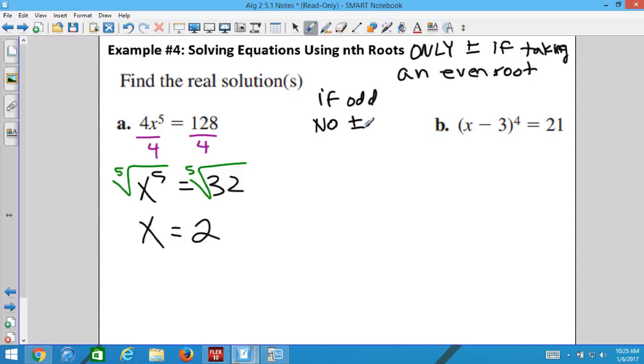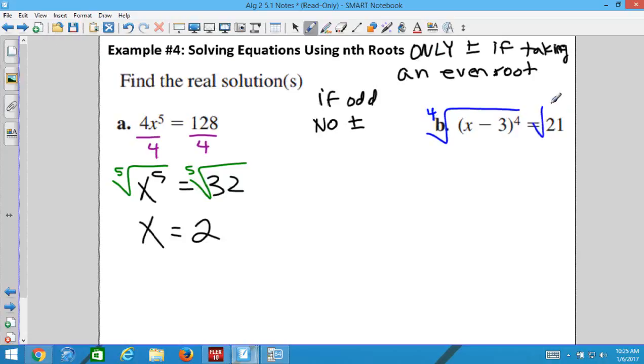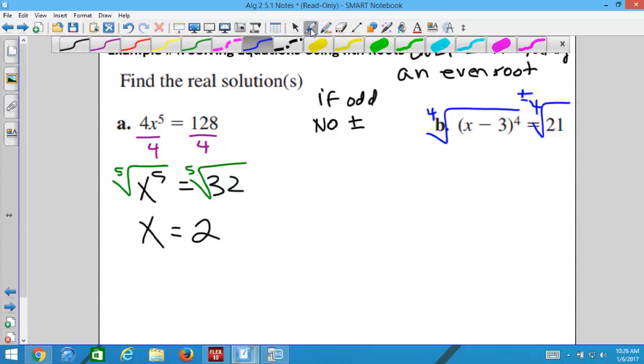Okay, so the next one starts with a parenthesis to the 4th power. So how do we cancel out a 4th power? The root. 4 for the root. So, do we need plus minus? Yes. You took the 4th root of both sides, but it's even, so I also need a plus minus. If it's even, you need the plus minus.